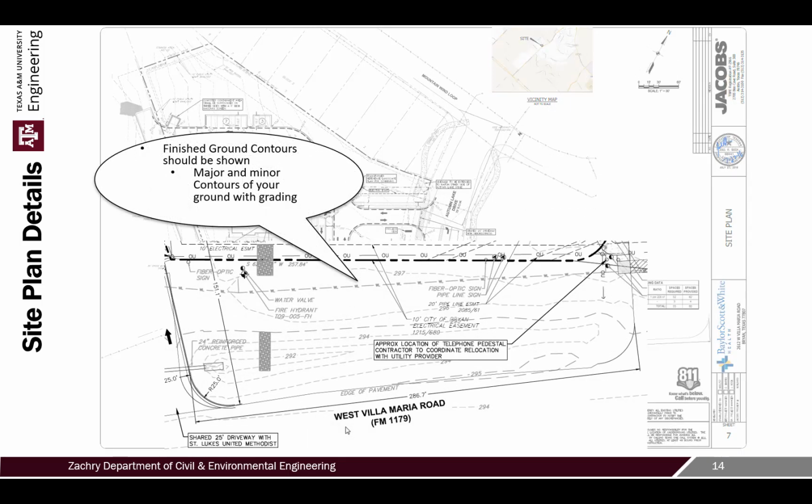Then you're supposed to show the finished ground contours. Now, we're going to do our homework a little out of order, and we won't have our grading done yet before we do our site plan. But you should have your ground contours showing, and the finished ground contours would be the ones that you would use after you've graded out your site. You've already developed how the water is going to flow off your site, things like that. So that would be the major contours, minor contours, things like that.